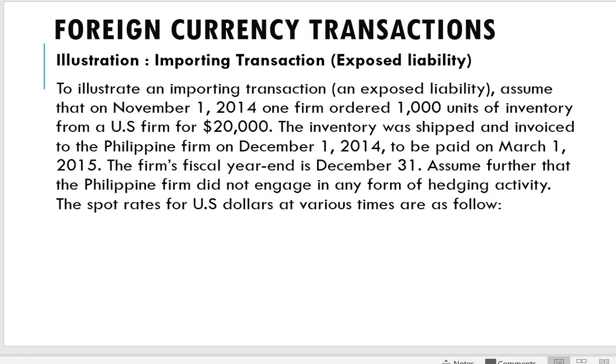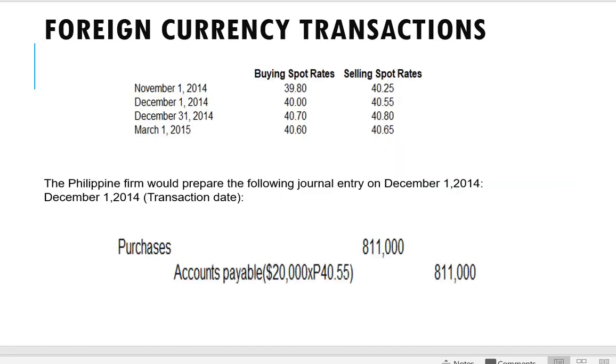So we have here the relevant direct buying spot rates and selling spot rates. Since this is an importing transaction, the Philippine firm is the buying firm and the US firm is the selling firm. Since the transaction is denominated in foreign currency, which is the currency of the selling firm, we will use selling spot rates.